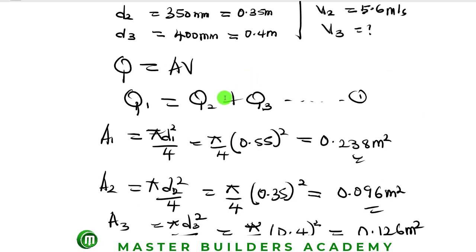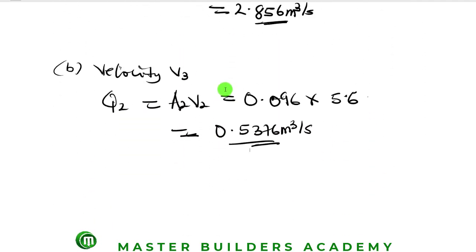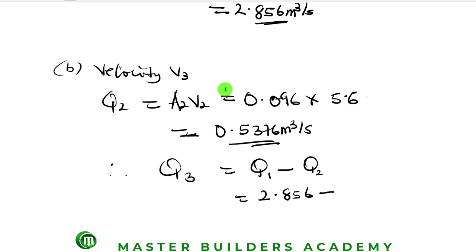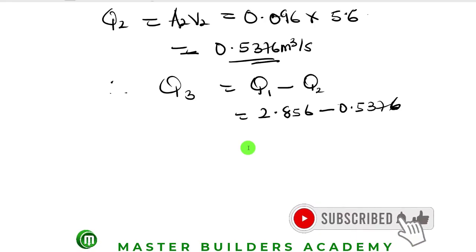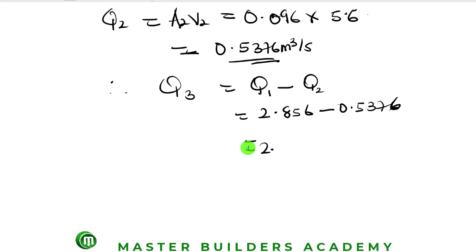If we do that, if we take discharge 2 to the left-hand side, we'll have Q1 minus Q2. So therefore, Q3 is equal to Q1 minus Q2. And then we know that Q1 is 2.856 minus Q2, which is 0.5376. Are we there? After getting this, if we subtract this from this, our answer becomes 2.3184 meter cube per second.